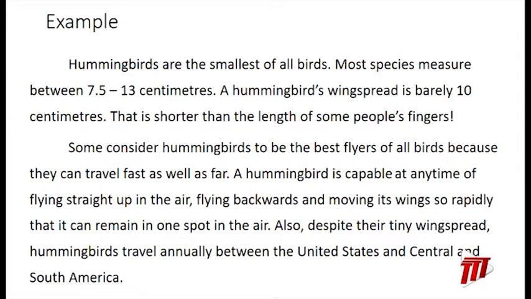A hummingbird is capable at any time of flying straight up in the air, flying backwards, and moving its wings so rapidly that it can remain in one spot in the air. Also, despite their tiny wingspread, hummingbirds travel annually between the United States and Central and South America. What an interesting passage about hummingbirds.